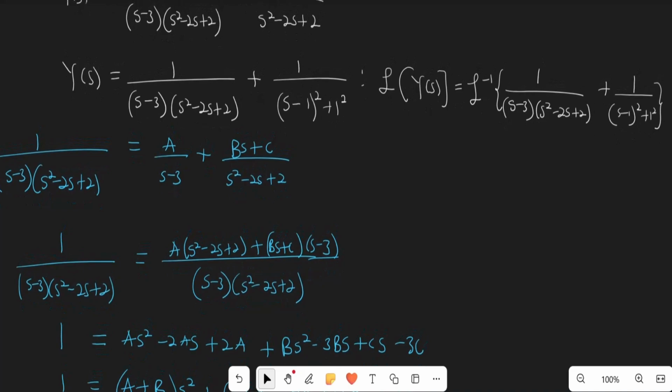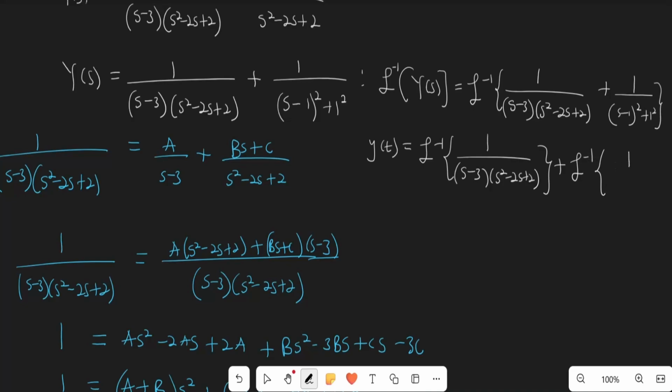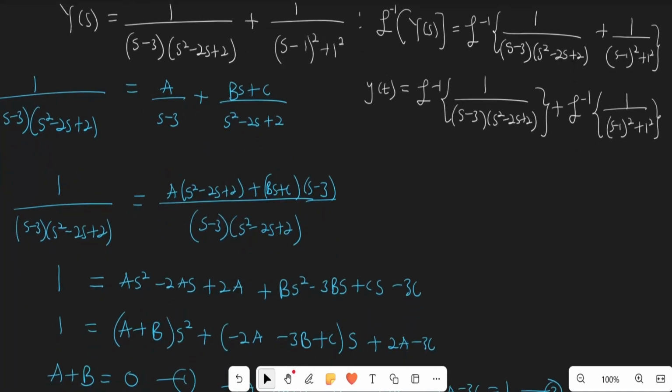So that means that the Laplace inverse, this is inverse, so the Laplace inverse of capital Y of s is going to be y of t, which is our solution, and that is going to be the Laplace inverse of 1 all over s minus 3 multiplied by s squared minus 2s plus 2, like this, plus the Laplace inverse of this one, 1 all over s minus 1 all squared plus 1 squared, like this. Alright, so this is what we have.